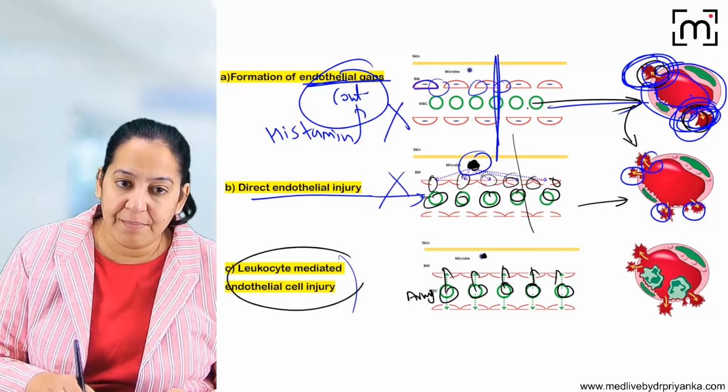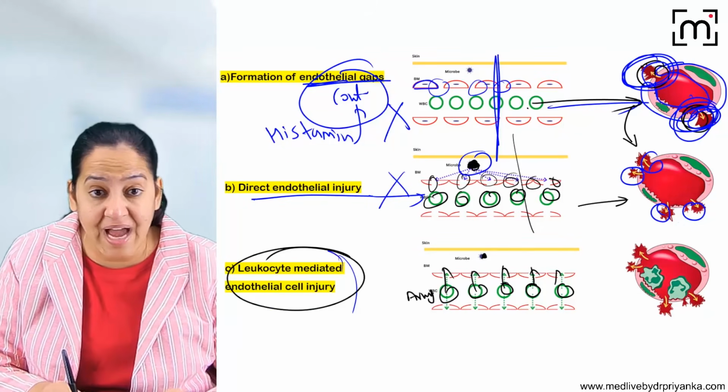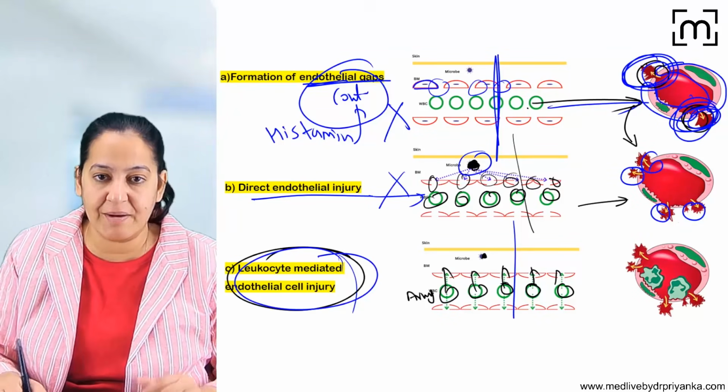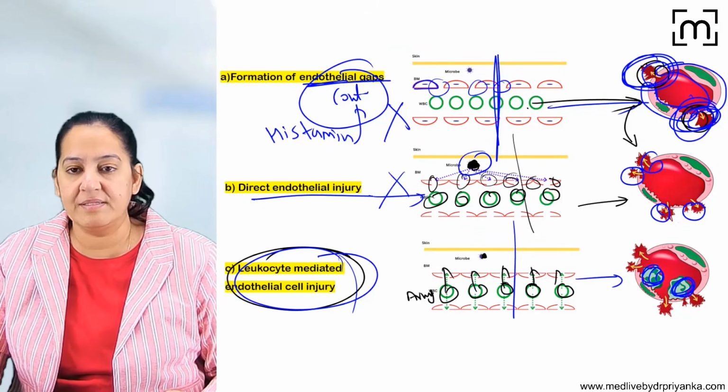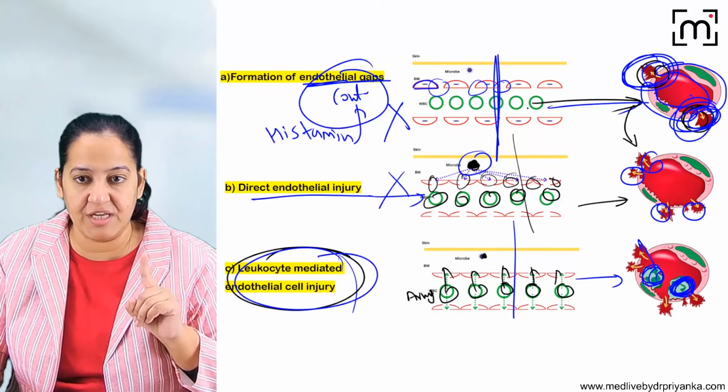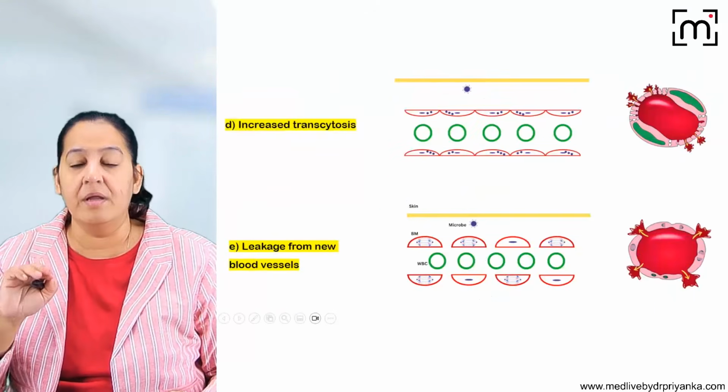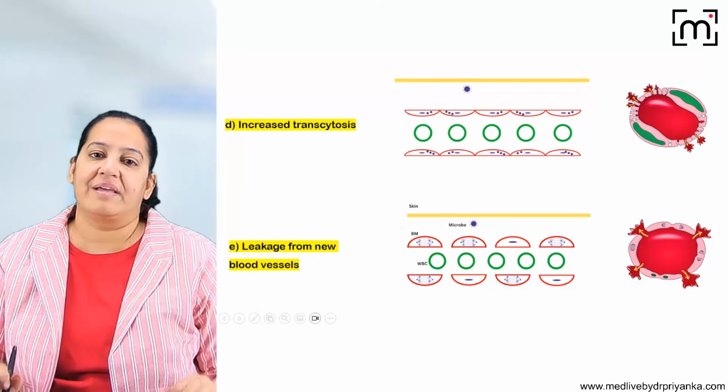So this is leukocyte-mediated endothelial injury. If you cut this blood vessel and look from the side view, you can see like this. Can you see? These are the WBCs. These are the WBCs which are creating the gap at the junction as well as non-junction. The third mechanism.